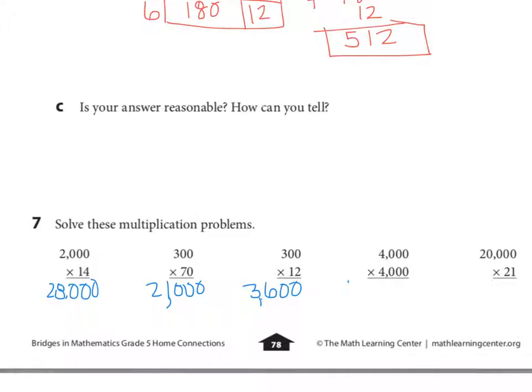4,000 times 4,000, I think 4 times 4 is 16. How many zeros? 1, 2, 3, 4, 5, 6. So the answer is 16 million. And 20,000 times 21, I think 21 doubled, which is 42. And add 4 zeros. The answer is 420,000. And that's all for tonight's homework.